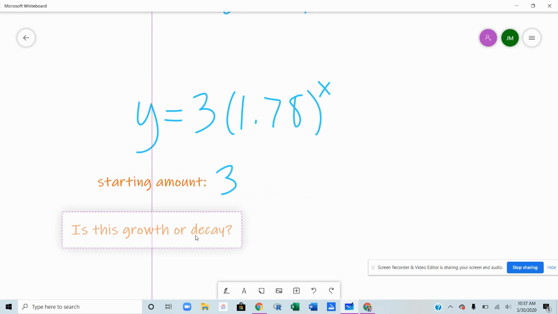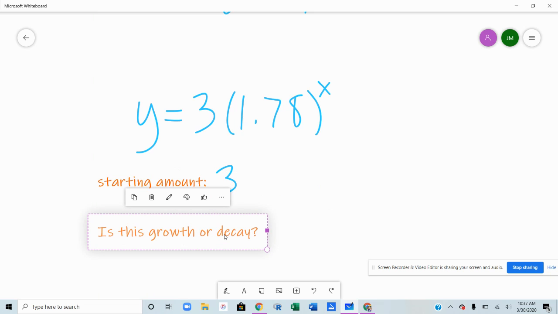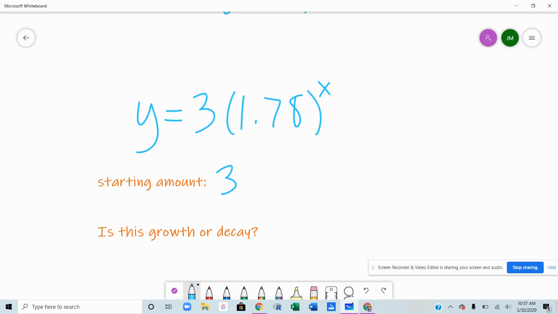Next question you should be able to pretty easily answer is, is this growth or is this decay? And you don't have to go back and look at anything about what the equation means. You just have to remember, if you look at this number, how to tell if it's growth or decay, which you learned in 11.2. So remember, it's growth if this number is larger than 1, and it is decay if this number is less than 1. So we have 1.78, which is larger than 1. And since it's larger than 1, this is a growth.